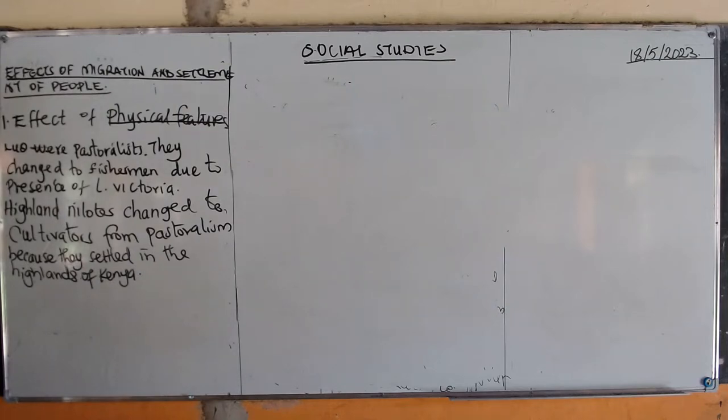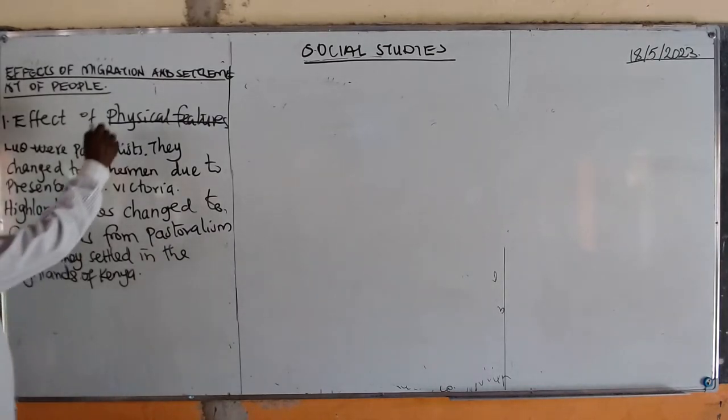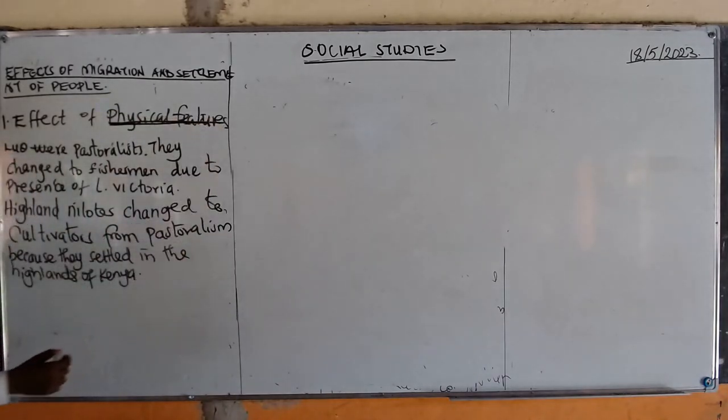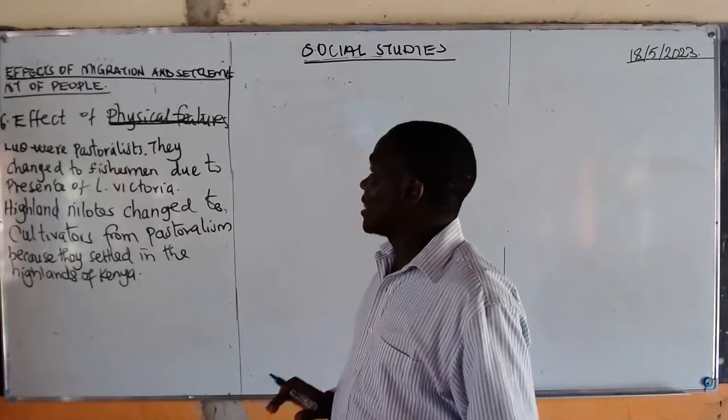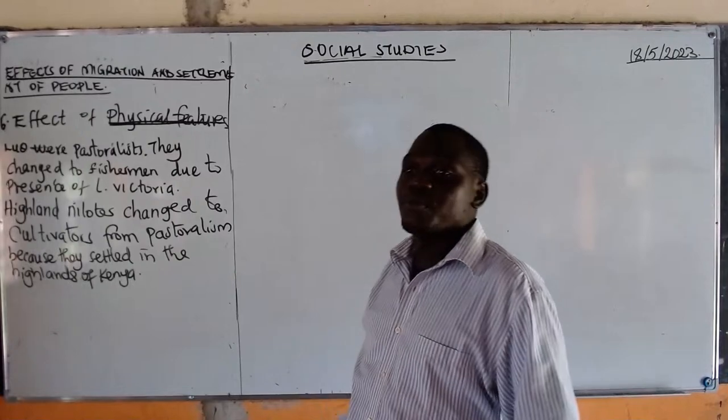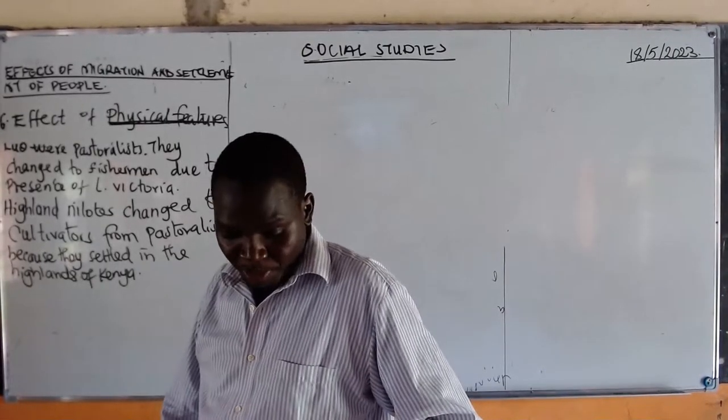So, initially all Nilots were pastoralists. But when they reached in areas with high rainfalls, good climate, fertile soil, they now changed from following cows and they started growing crops. And that was influenced by what? Physical features. That was number six, the last one. Those were the six effects of migration and settlement of people.